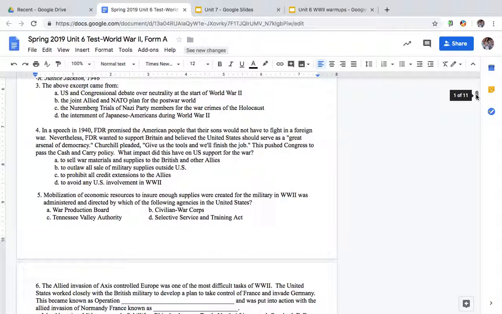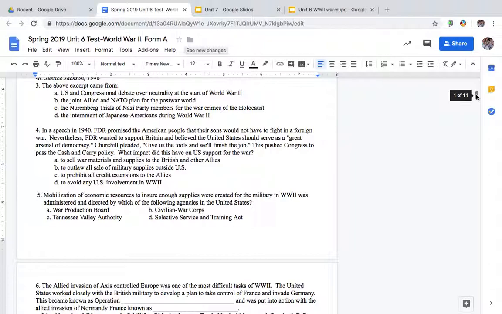To sell war materials and supplies to the British and other allies. B. To outlaw all sale of military supplies outside the U.S. C. To prohibit all credit extension to the Allies. Or D. To avoid any U.S. involvement in World War II.